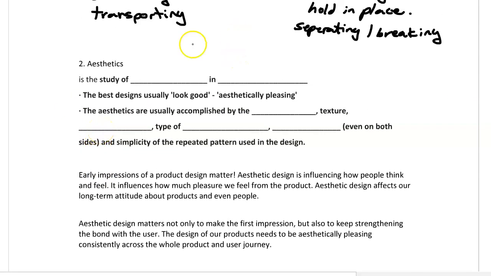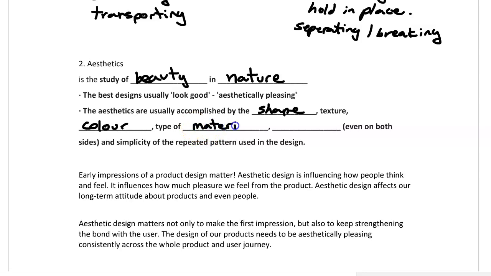The next one here is aesthetics, which is really just the study of beauty in nature. Now, the best designs usually look good or are aesthetically pleasing, as it would be said. You want it to look good. People will pay a lot more for things that look good. Early impressions are a big deal. Now, this can usually be accomplished by things such as shape, texture, color, or type of materials. Or symmetry, which is that it's even on both sides, or a simplicity in the repeated pattern used in the design.